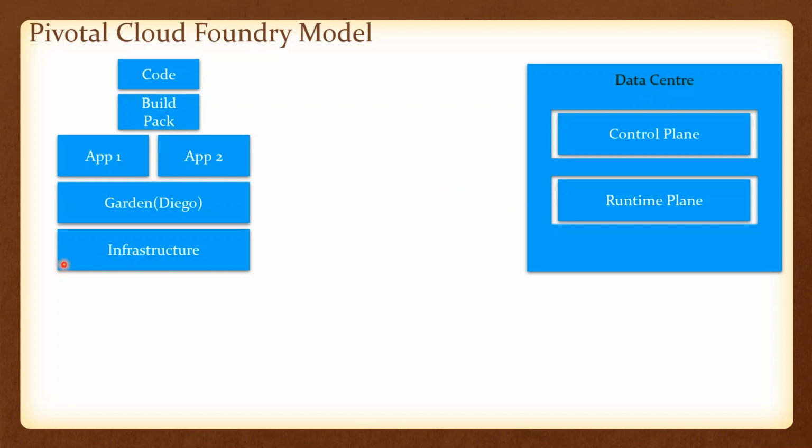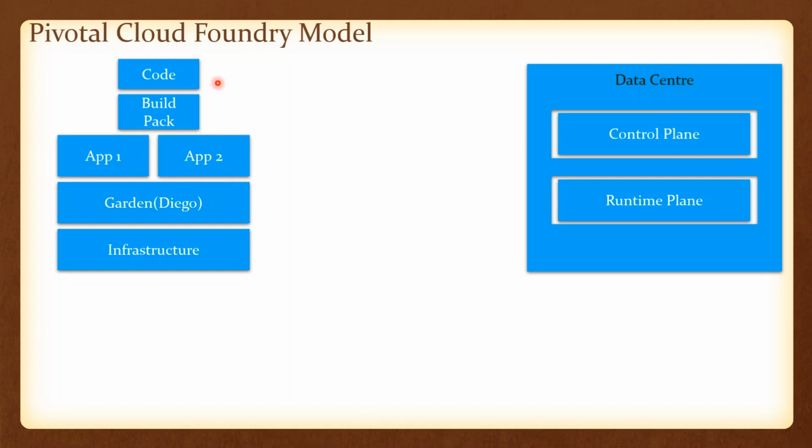You have an infrastructure, and on top of the infrastructure, Pivotal Cloud Foundry provides its own container engine, which is Garden or Diego. It came long before Docker and Kubernetes existed. So before that, Pivotal Cloud Foundry already had its containerization system called Garden. And on top of this Garden, you can deploy your containerized application.